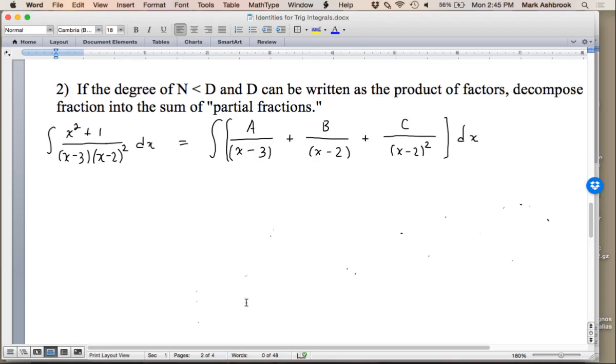Okay, so let's go. We'll work fast here. Okay, so what do we know? It's going to be a times what. Can we just go right to the numerator? A times what will give us this common denominator of x minus 3 times x minus 2 squared? x minus 2 squared. I'm going to need x minus 2 squared times a. Do you see that? I need x minus 2 squared over x minus 2 squared. And then what will b be times? x minus 3.